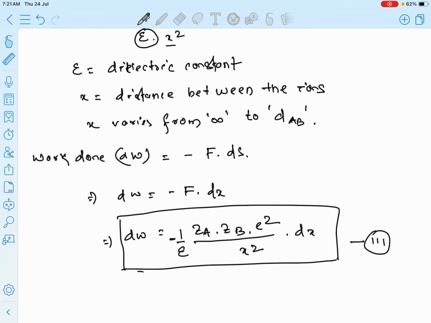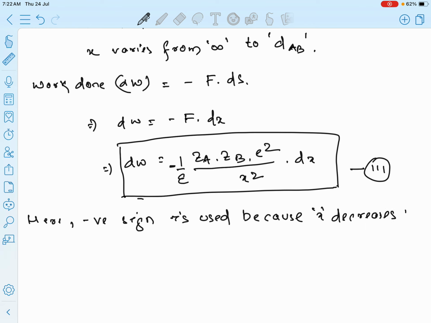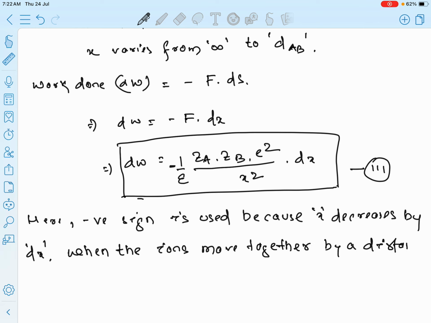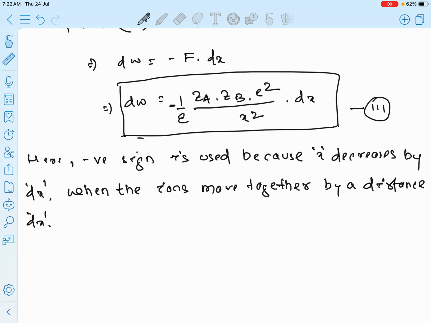This is equation number 3. So what does the negative sign signify? The negative sign is used because x decreases by dx amount when the ions move together by a distance dx. So let us consider this is the infinitesimal.